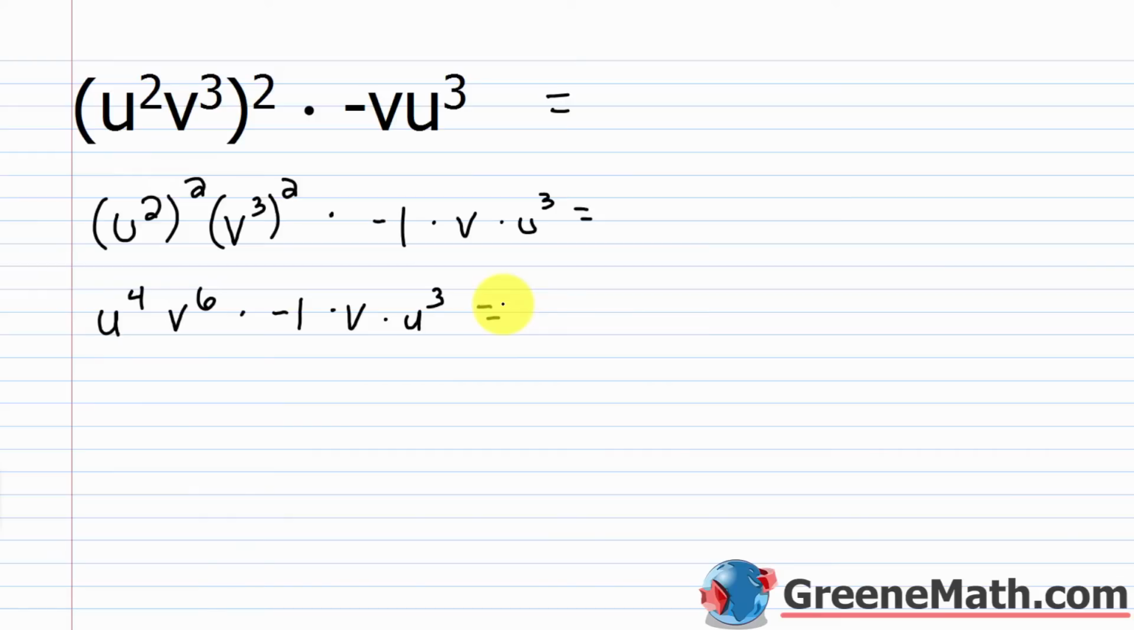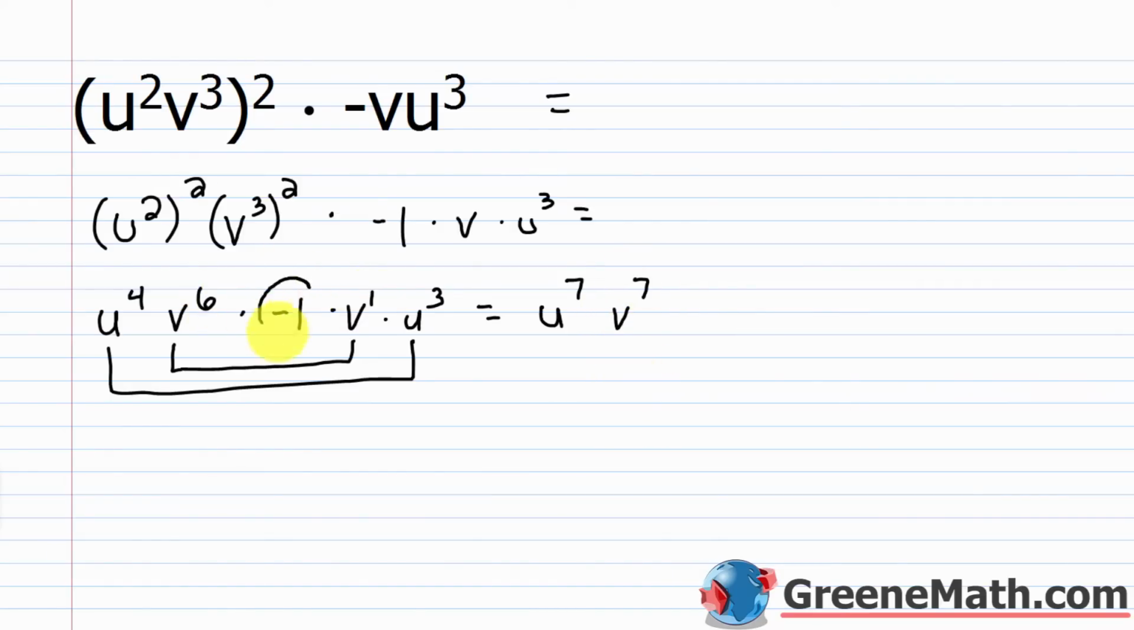Now we can use our product rule for exponents. So I have u to the 4th power times u cubed. So u stays the same, and we add exponents. 4 plus 3 is 7. Then next I have v to the 6th power times v. Now, again, if you don't have anything there, it's understood to have an exponent of 1. So that would be v to the power of 6 plus 1, which is 7.